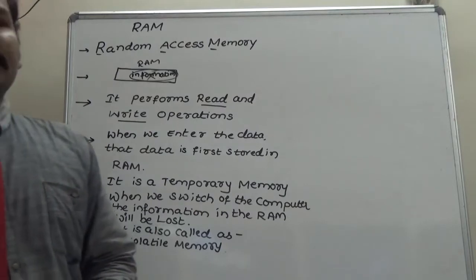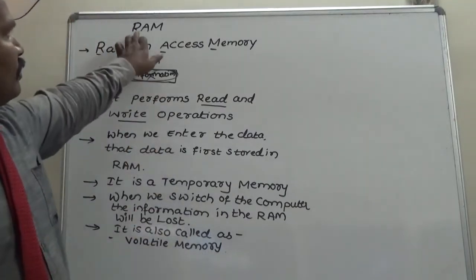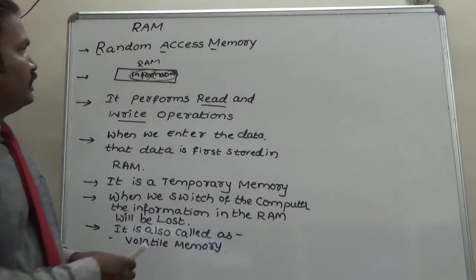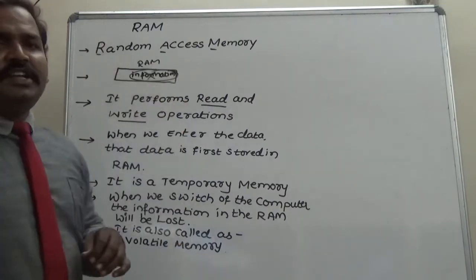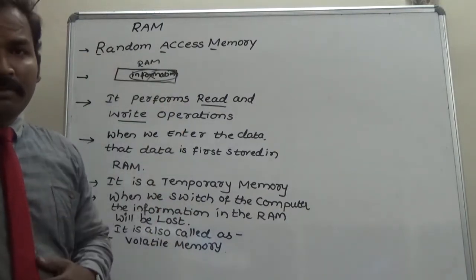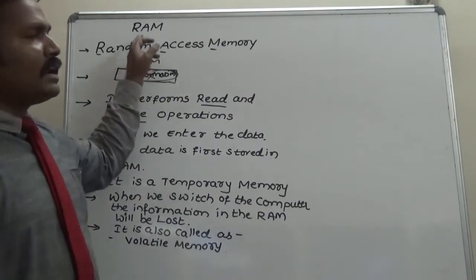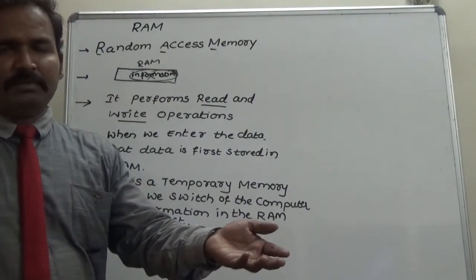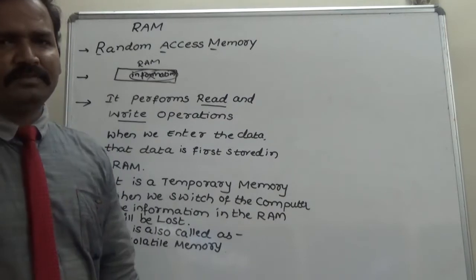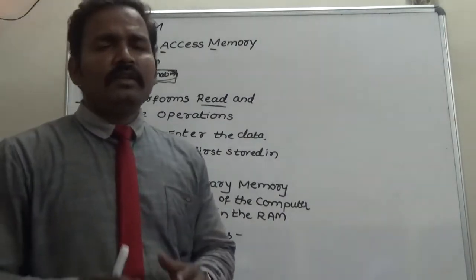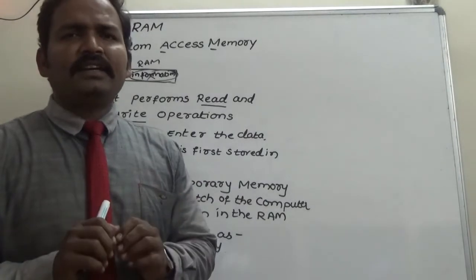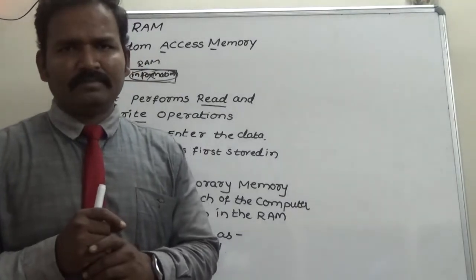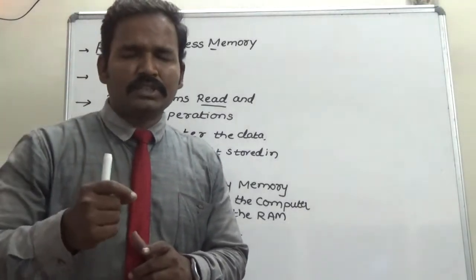These are the points we have to remember. RAM stands for random access memory. RAM is a long memory chip which is present on the motherboard. RAM performs read and write operations. When we enter the data, that data is stored in the RAM first.